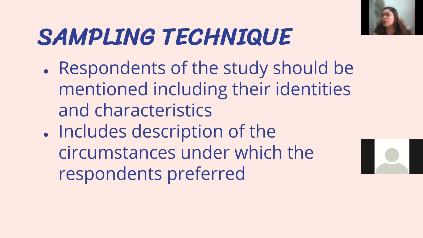Okay, so include a description of the circumstances under which the respondents are preferred. So for example, if you have criteria in selecting your respondents of the study, whether you want all females or all males, you also have to mention that under the sampling technique. And the reason, if you want only ages 20 to 35 years old, you mention it, but you have to justify why. Why only that certain group in the population is what you need. Okay? Again, that will be under the sampling technique.